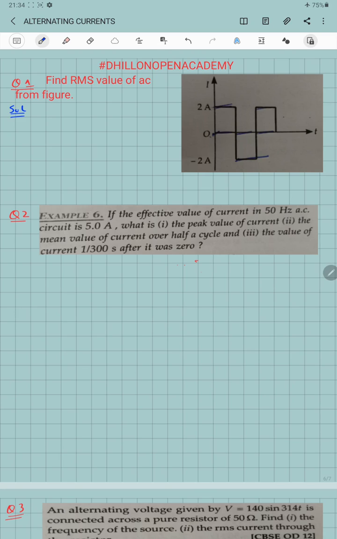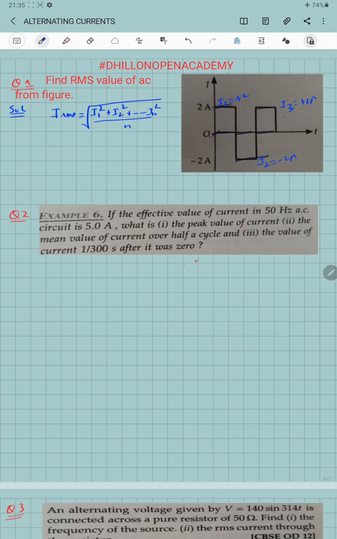We know that RMS current is given as I_RMS, which is equal to the square root of I1 square plus I2 square plus so on up to IN square, whole divided by the number of intervals. In this case, in the peak we are having three values of the peak alternating current: I1, I2, and I3. So I1 is plus 2 ampere, I2 is minus 2 ampere, I3 is again plus 2 ampere.